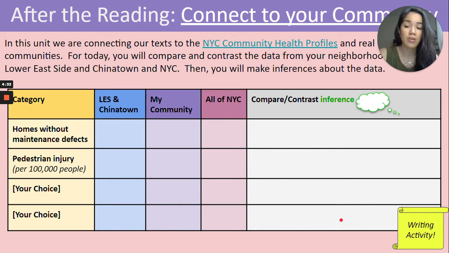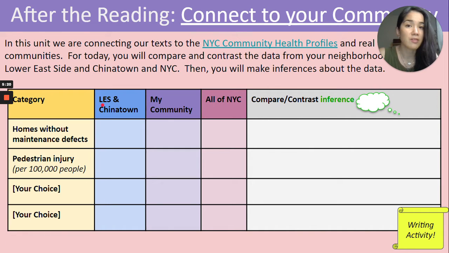So I'm going to show you some of the specific steps you'll take to complete this task. Our first category is homes without maintenance defects, which means how many of the residents living in these neighborhoods do not report having problems such as holes in the walls, leaky water pipes, or mice and other pests in their apartment.